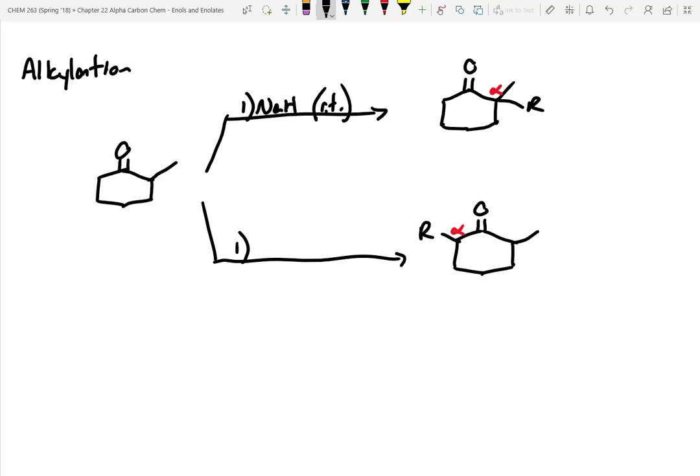Do we want a big bulky base? What would the big bulky base be? LDA. And this is the one you want to run cold, so negative 78 degrees Celsius. That's the dry ice acetone. And then step 2 for each of these is going to be your alkyl halide, your leaving group that looks like that.